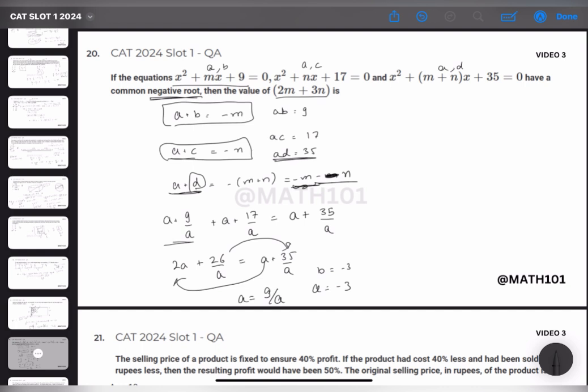And we need to find m and n. So a plus b is equal to minus m equals minus 6. So m equals 6. A plus c is equal to minus 3. C is 17 by a, which is minus 17 by 3, which is equal to minus n. So n is equal to 26 by 3. So 2m plus 3n is 26 plus 12, which is equal to 38.